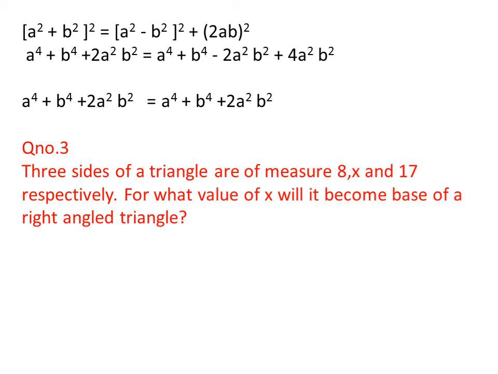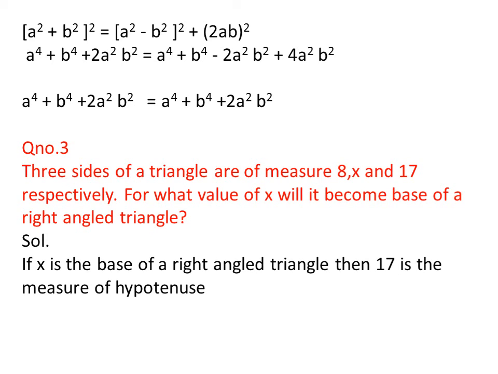Next is question number 3. Three sides of a triangle are of measure 8, x and 17 respectively. हमें तीन साइड्स दी गई हैं एक ट्राइंगल की. फर्स्ट साइड इज इक्वल टू 8, सेकेंड साइड इज इक्वल टू x एंड द थर्ड इज इक्वल टू 17. For what value of x will it become base of a right angle triangle? x की ऐसी कौन सी वैल्यू आए कि ये राइट एंगल ट्राइंगल की बेस बन जाए?